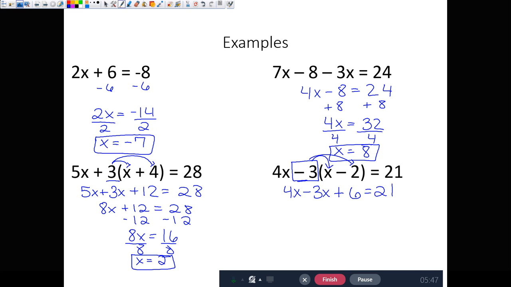Okay. Now my next step is to eliminate fractions. Do I have any fractions? No. My next after that is to combine like terms. Do I have like terms? Yes. 4x minus 3x would be 1x or just x. Okay, my next step is to move the constant to the other side. So this is a positive 6, so I'm going to subtract 6. So 21 minus 6 is 15.